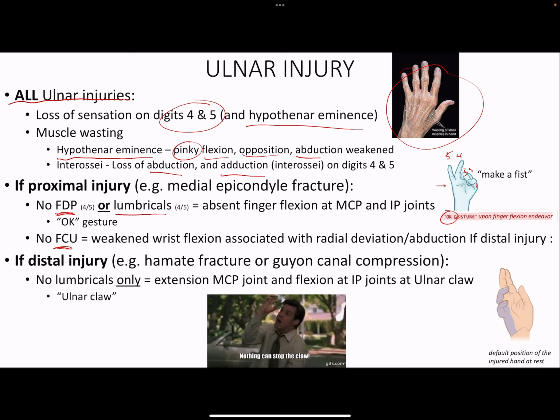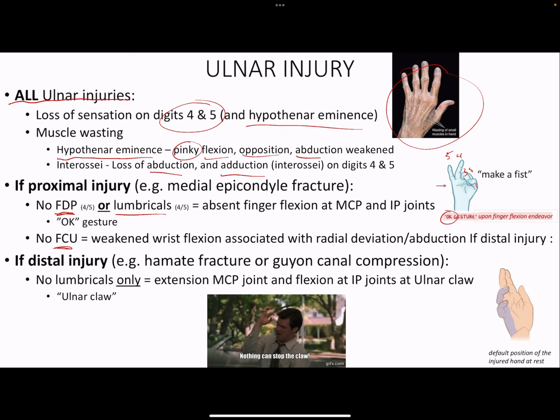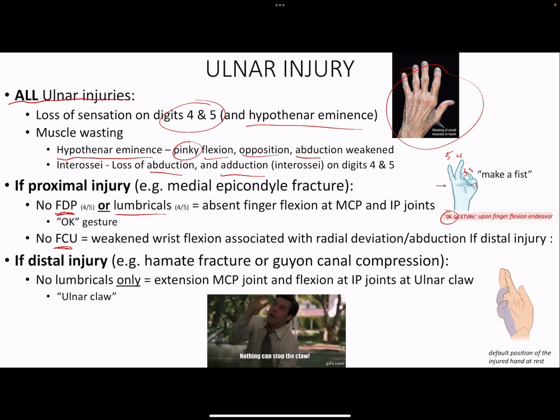Also, remember that the ulnaris also has a medial ulnar deviation, which means if I only have wrist flexion with the radial side, the equilibrium is thrown off, and you're going to have a radial deviation whenever you flex your wrist.